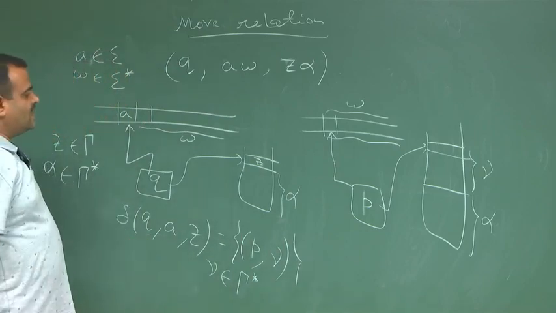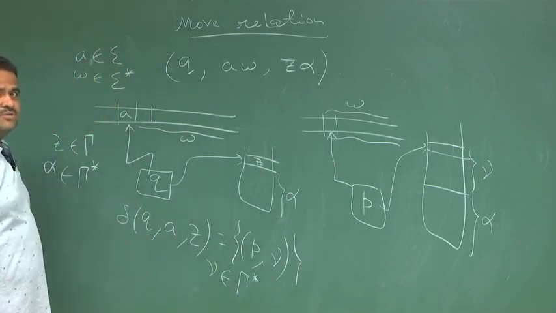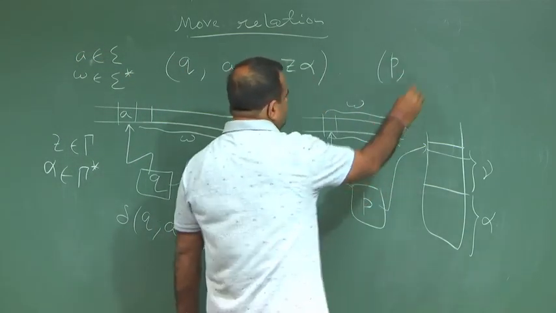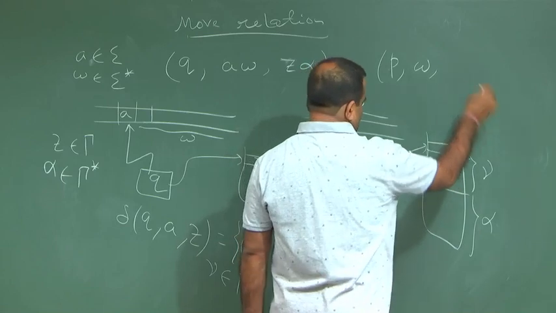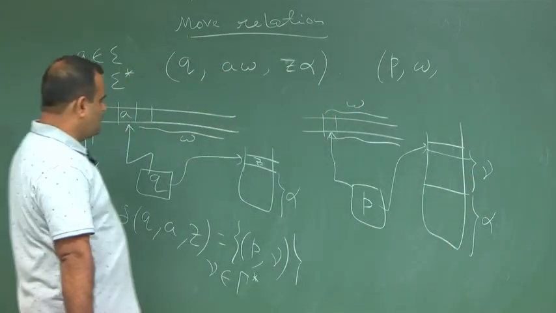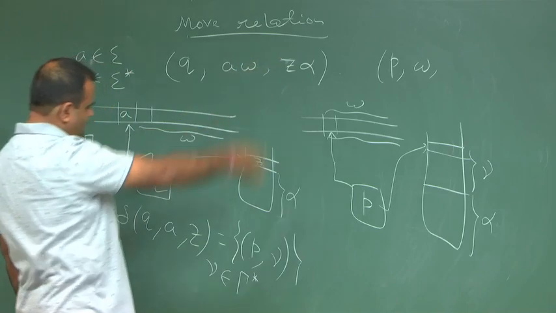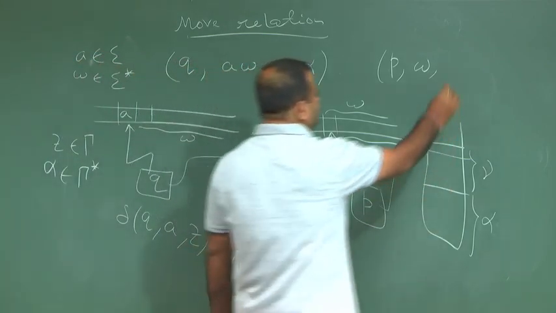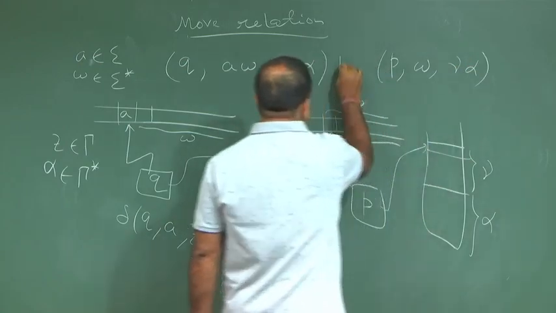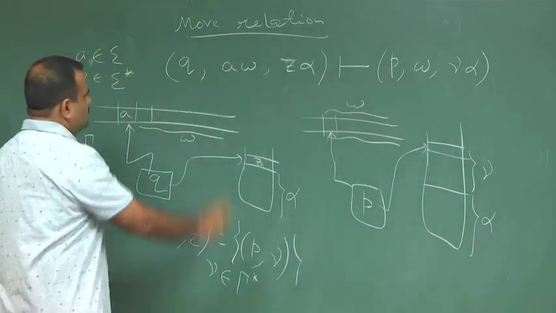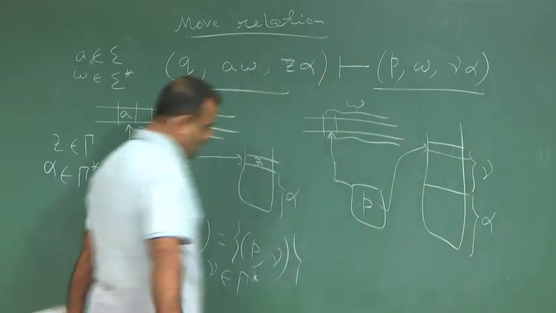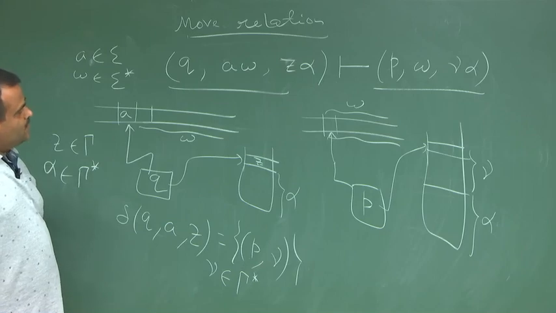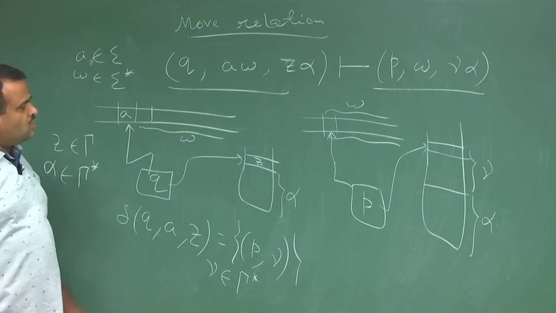Now, what is the current instantaneous description, current snapshot of this? So, our state is p and on our tape we have yet to read w, and in the stack Z was replaced by gamma. So, gamma is again a string of stack symbols, so gamma and alpha. So, we can say this is the move relation. So, from this ID to this ID we are moving by the transition rules of the PDA. Okay. So, using this move, we will keep on moving.